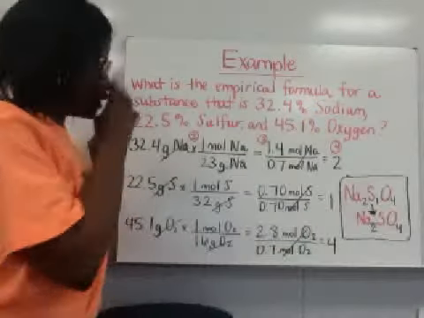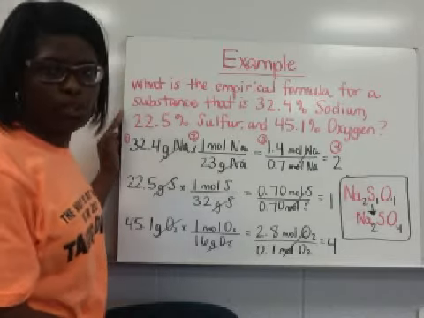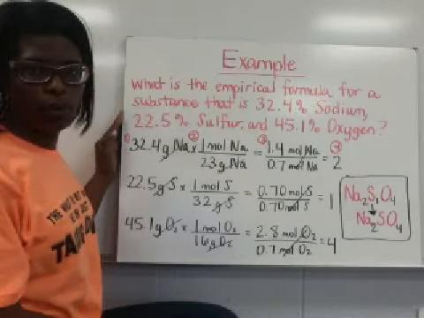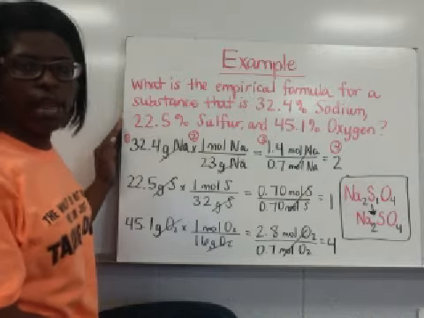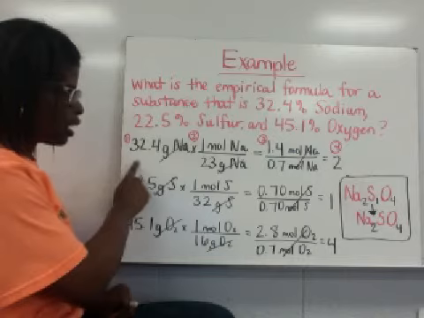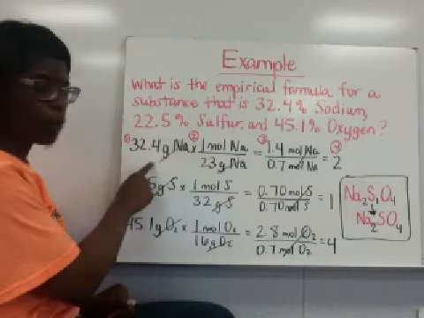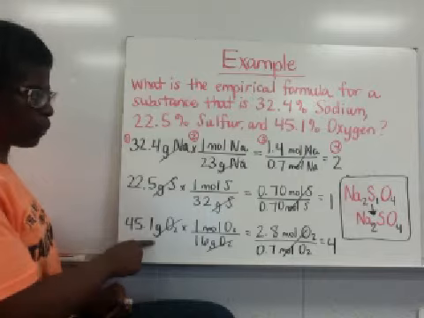Alright, so your first example: what is the empirical formula for a substance that is 32.4% sodium, 22.5% sulfur, and 45.1% oxygen? So step 1, I took all those percents and turned them into grams. So 32.4 grams, 22.5 grams, and 45.1 grams.